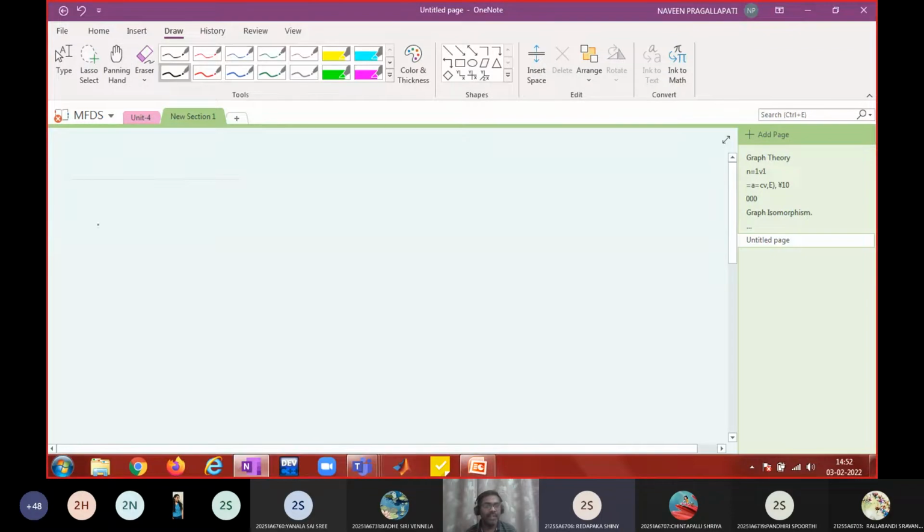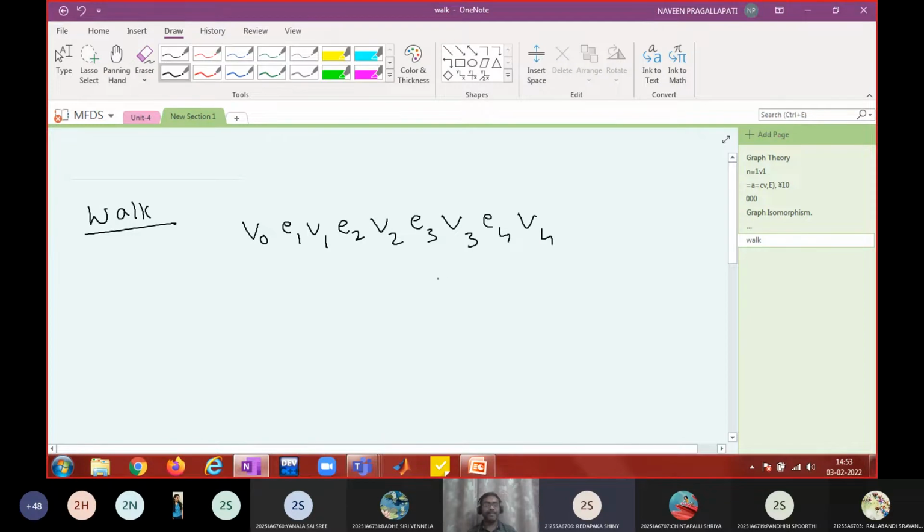Okay, so what is a walk? A walk is a sequence of vertices and edges, like V0, E1, V1, E2, V2, E3, V3, E4, V4, like that.